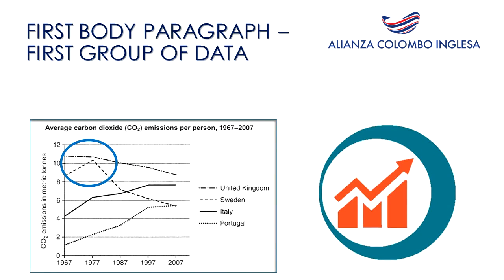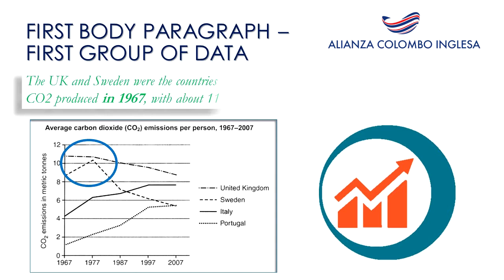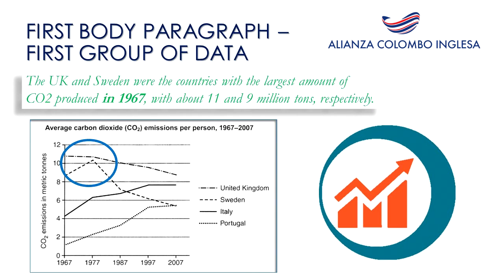So, one of the most relevant aspects of this group of data is that these two countries started with the highest amount of CO2 emissions. So this should be a relevant detail that we could mention to start describing the trends. As we can see, we have written the UK and Sweden were the countries with the largest amount of CO2 produced in 1967, the beginning of the period.